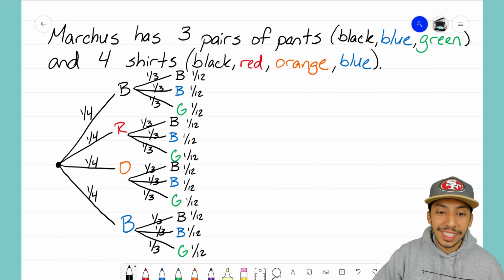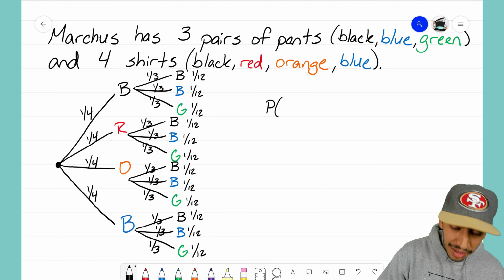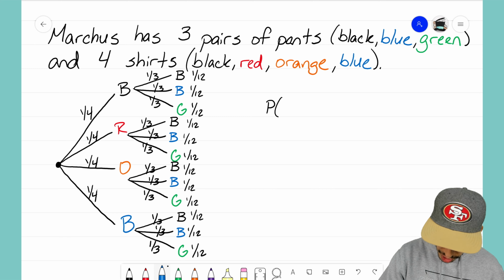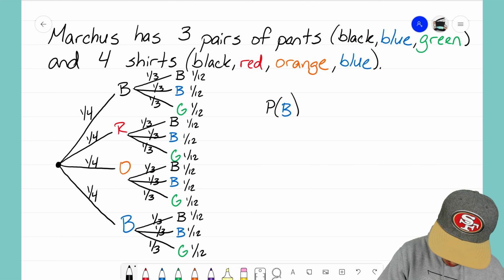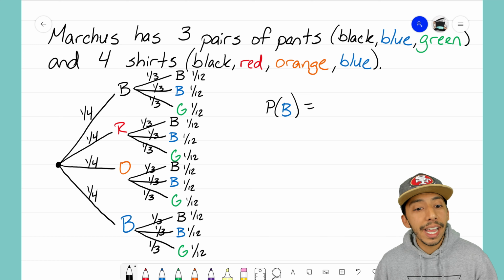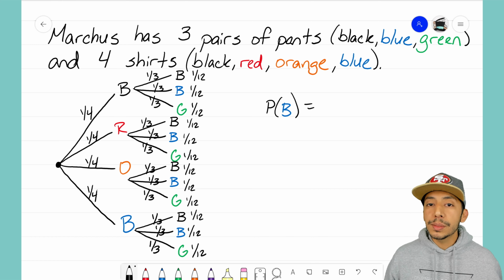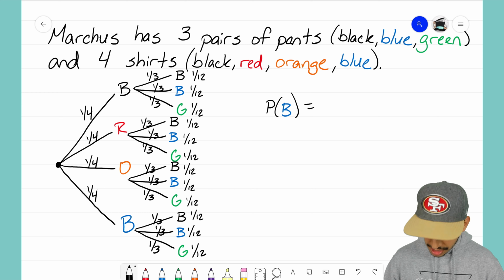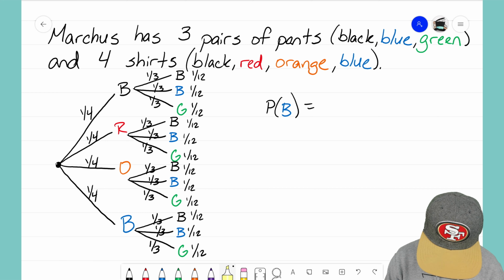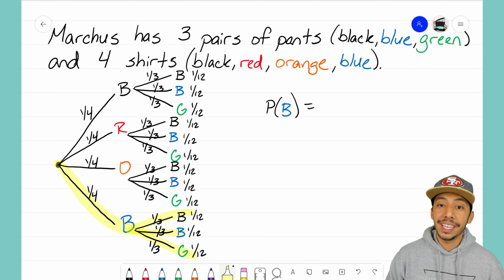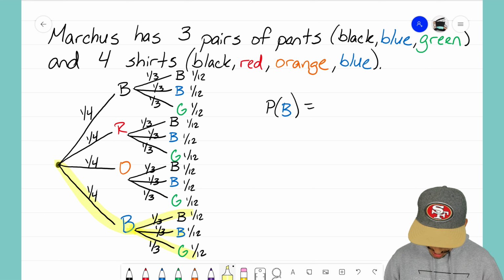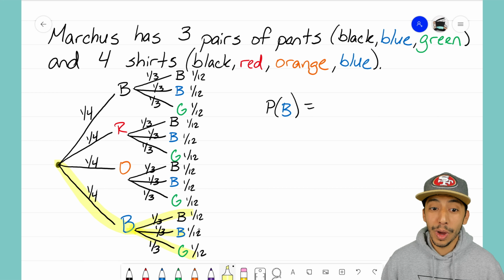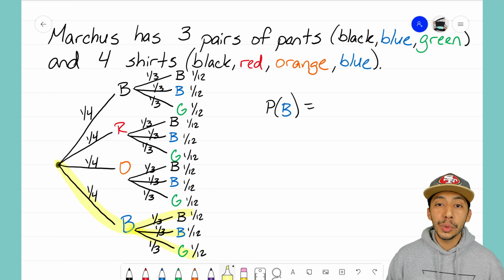Now let's go ahead and start answering some questions with this. Let's figure out, what is the probability that Marcus is going to wear something blue? What that means is I need to look on my tree diagram and figure out all the possible branches that lead to Marcus wearing a blue piece of clothing. Notice that if he chooses a blue shirt, every possible outcome here is going to end up with him wearing blue. So at the moment, we have 3 out of 12 choices on the bottom there that have him in a blue shirt.